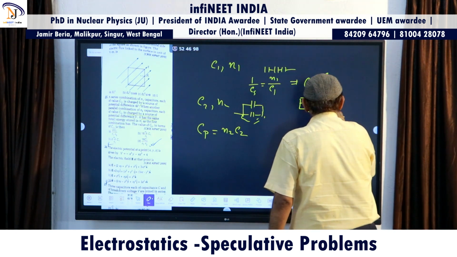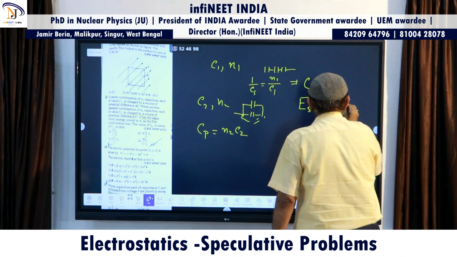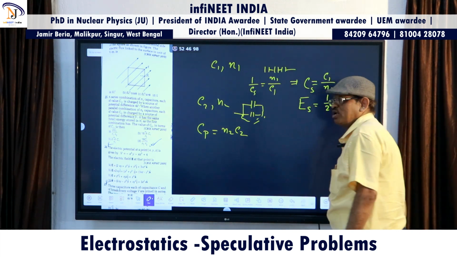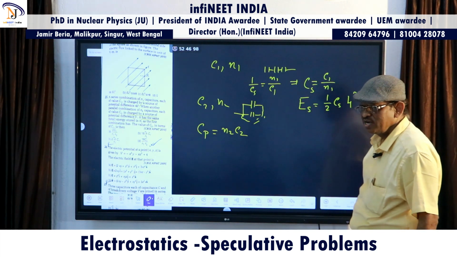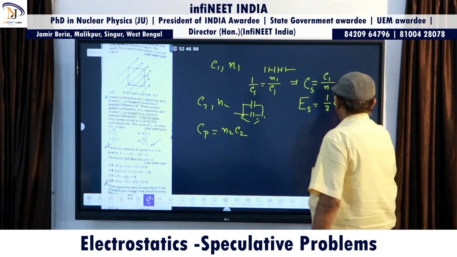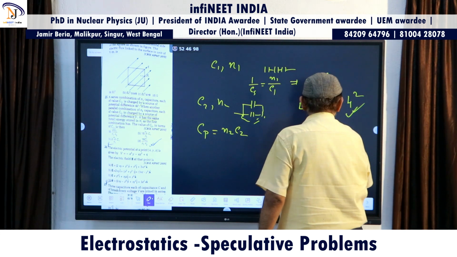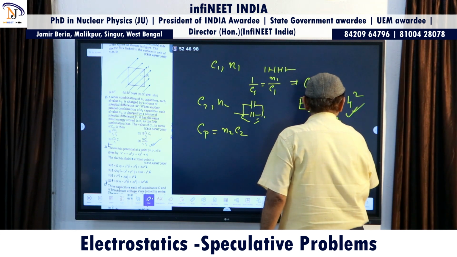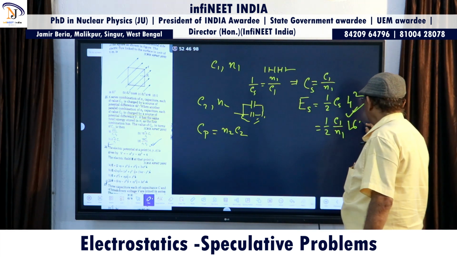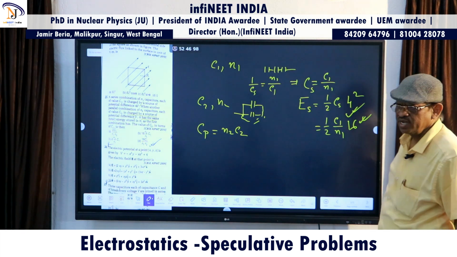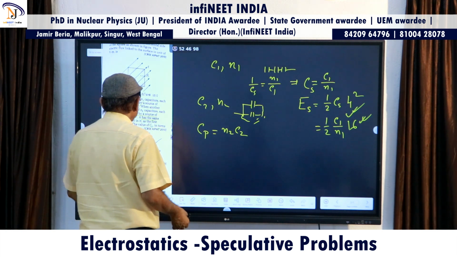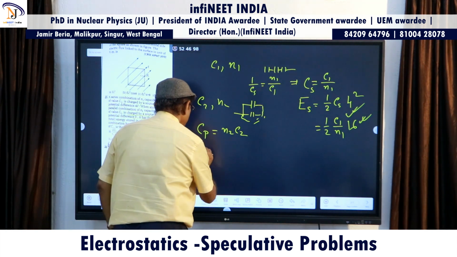Half CS into V square, means 4 square. Clear? So this is initial. So what can you write? You can write like this: half C1 by N1 into 16. Am I clear? Here, what they have told you is that the potential difference is V, same energy stored.